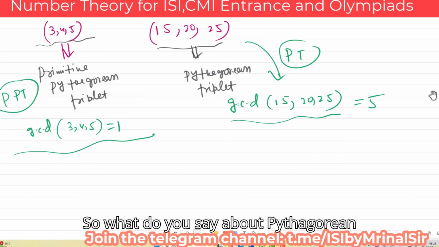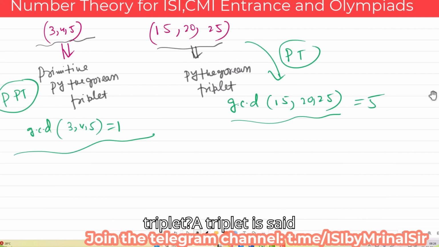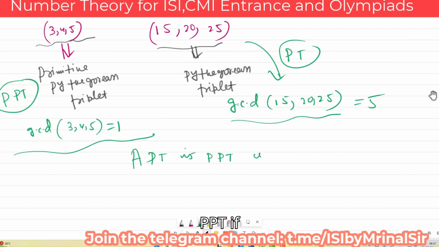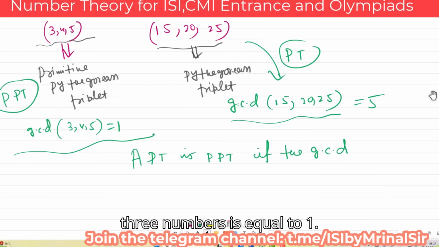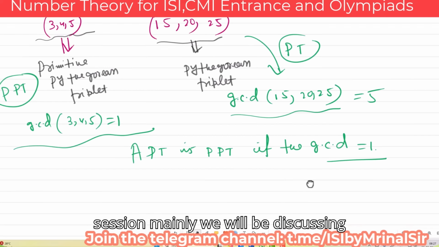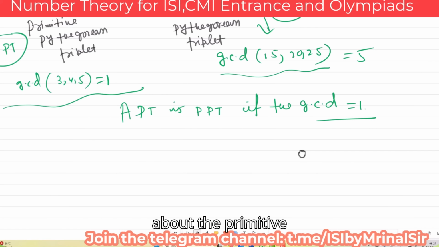What do you say about a Pythagorean triplet? A primitive Pythagorean triplet: a Pythagorean triplet, or you simply write PT, is a PPT if the GCD of those three numbers is equal to 1. Keep this in your mind. In today's session, mainly we'll be discussing the primitive Pythagorean triplet.